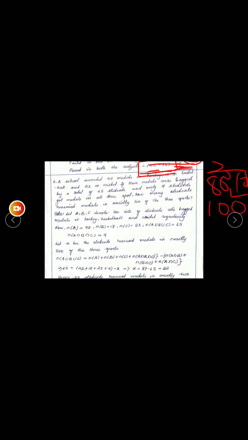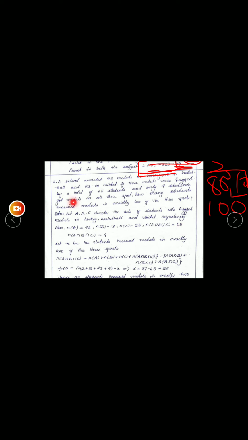So hockey means A, N of A means 42. N of B means 18. N of C means 23. And now, if these medals were bagged by a total of 65 students, the total is 65 students. Total means union. N of A union B union C is equal to 65.